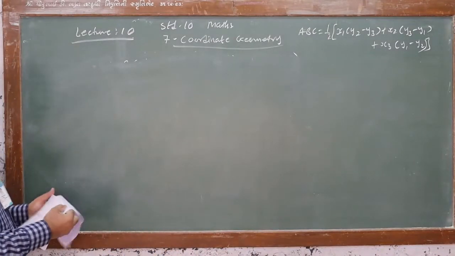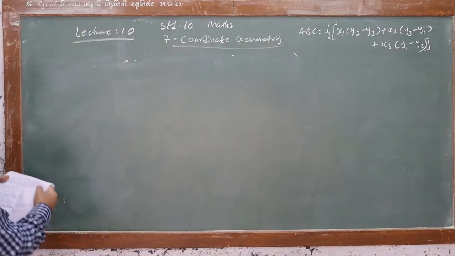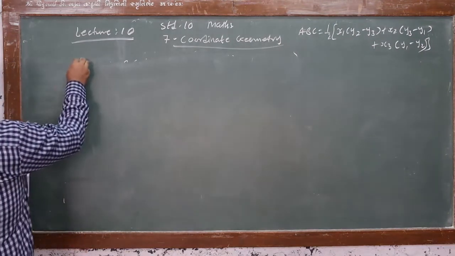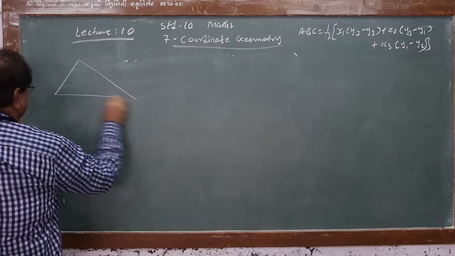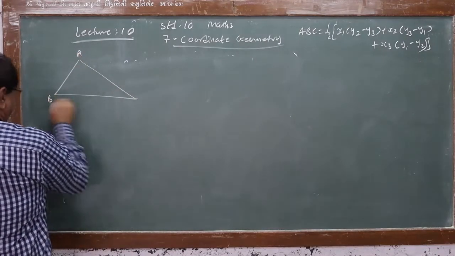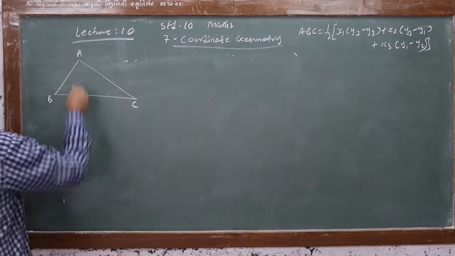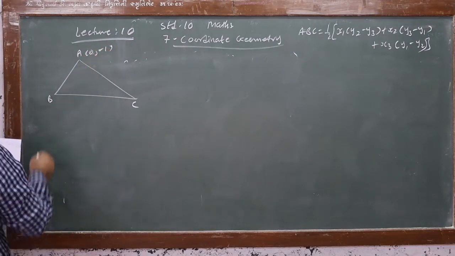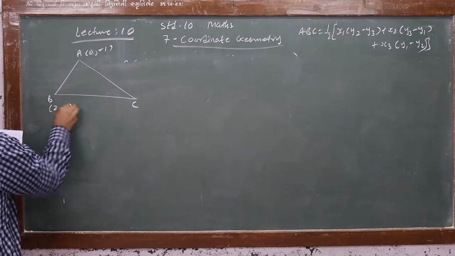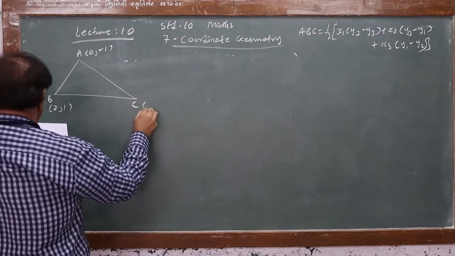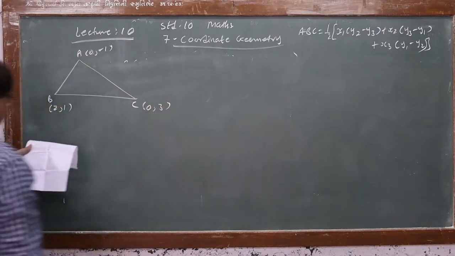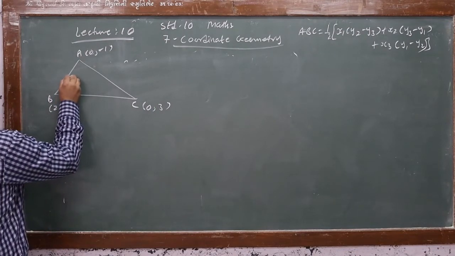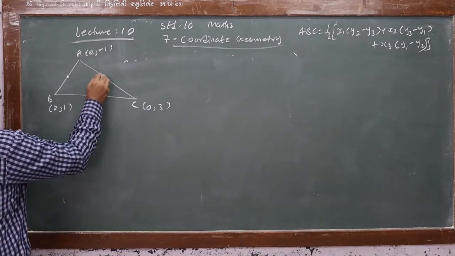Okay, so one very good example I take here. It is your question number 3. You are given a triangle ABC, and you are given the vertices of triangle ABC: A (0, -1), B (2, 1), C (0, 3), and you have to find out, suppose there are 3 points, every side has a unique midpoint.